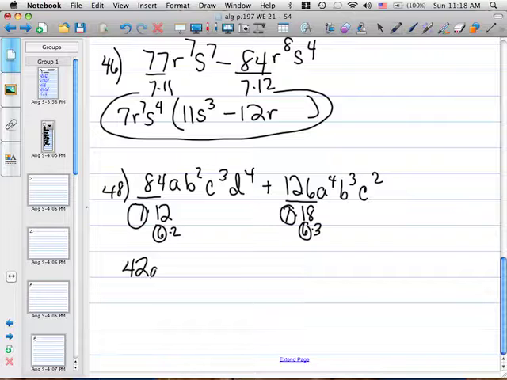So to get back to the 77, we need 11. We have the r to the 7th. To get to s to the 7th, we need s to the 3rd. 7 goes into 84, negative 12. To get back to r to the 8th, we need 1 r, and we have the s to the 4th.